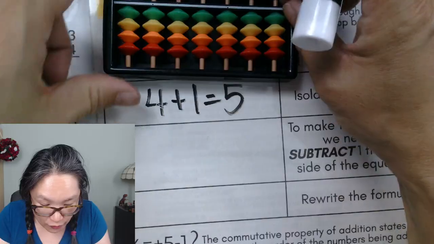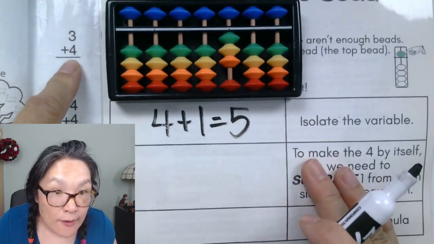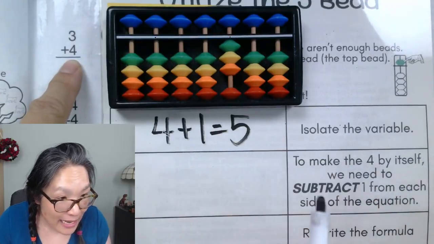Because we're trying to do the 4, what does that mean? When we look, remember my question is 3 plus 4. When I do a plus 4, what's going to happen?